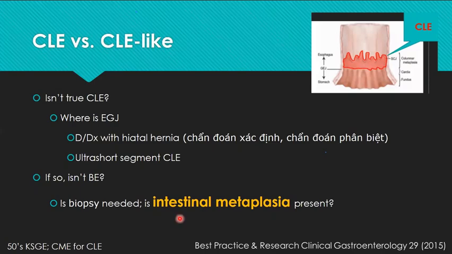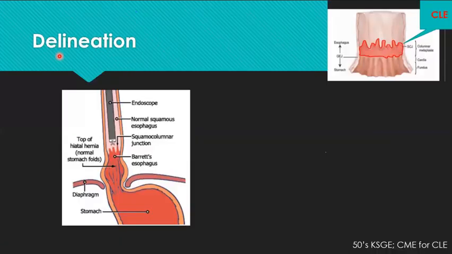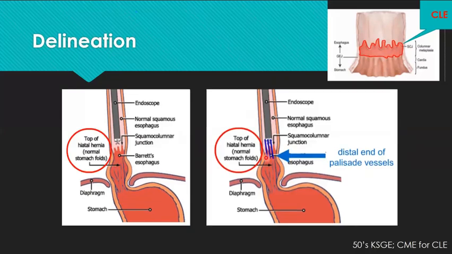So again, the two components: palisading vessels are from the esophagus, but the gastric folds are up from the stomach. The two components are quite important. These are very interesting and important parameters or landmarks. So let me give the delineation again. Whenever we see the gastric folds, this is up, but whenever we see the palisading vessels from the esophagus, this is down. So between those, this is Barrett esophagus or CLE.